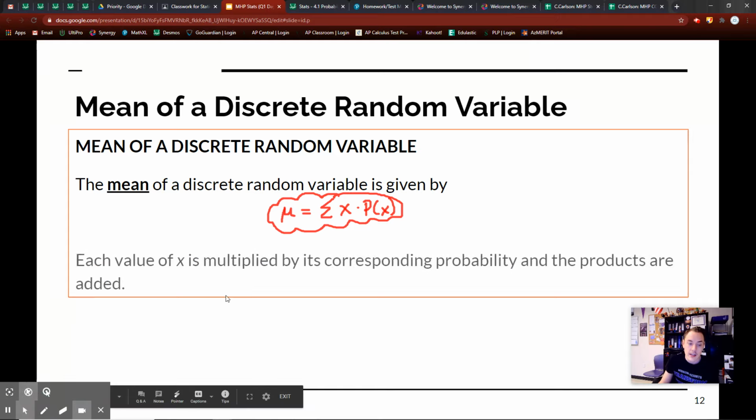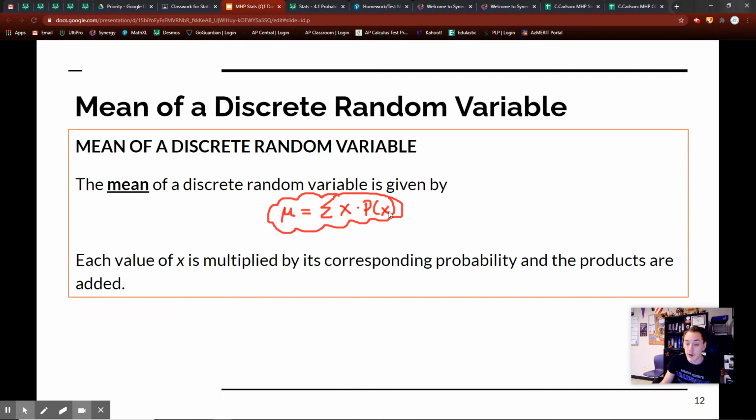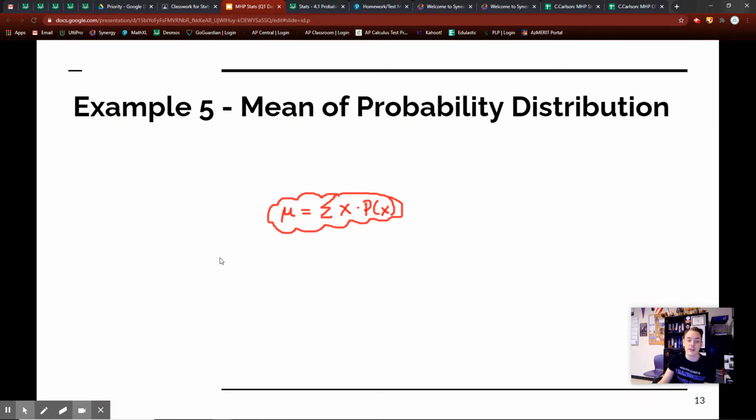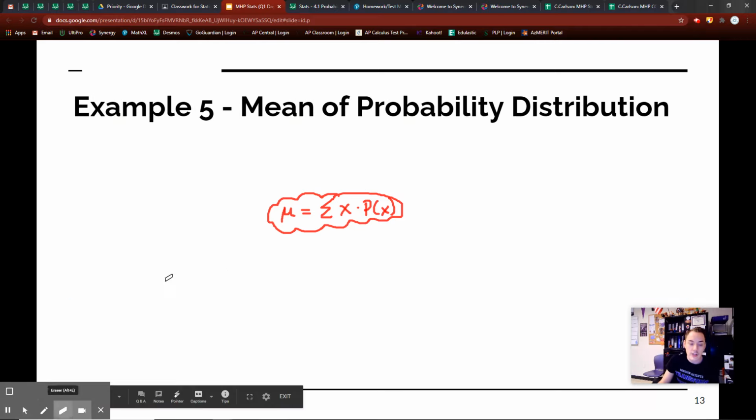Now each value of x right here, the discrete random variable, is multiplied by its corresponding probability that we learned how to find in the previous examples, and the products are then added. That's what the sigma is. So it's literally just multiplying the probabilities by the random variables and then adding them all together. We don't need to divide here.